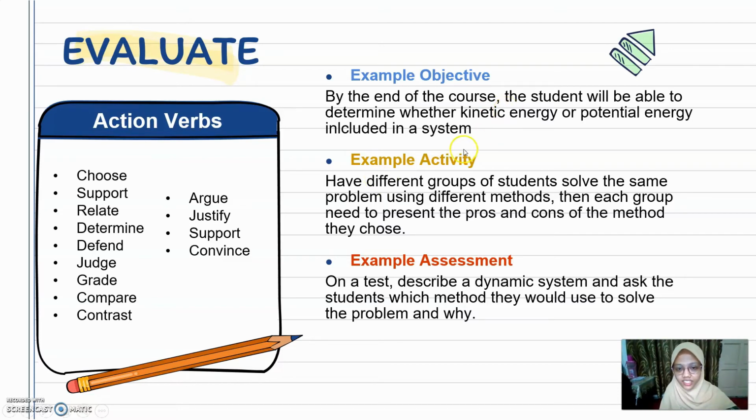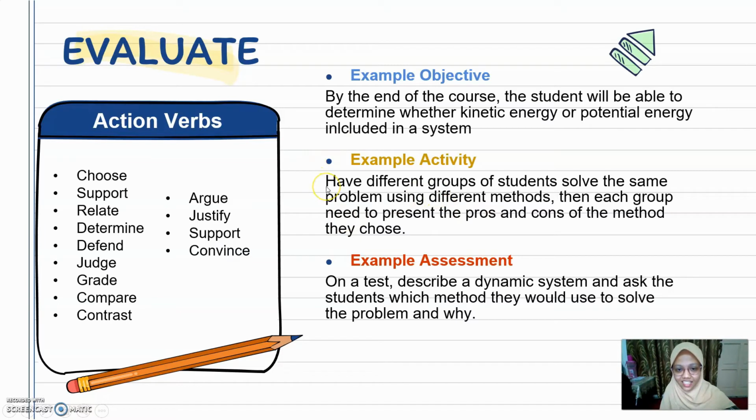The example for activity is, teacher can form a few groups of students and ask them to solve the same problem by using different methods. After that, each group needs to present the pros and cons of the method they chose. The example for assessment is, on a test, describe a dynamic system and ask the students which method they would use to solve the problem, and they need to explain why they chose that.